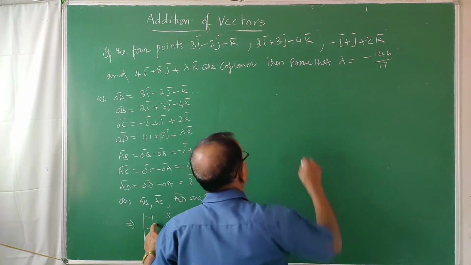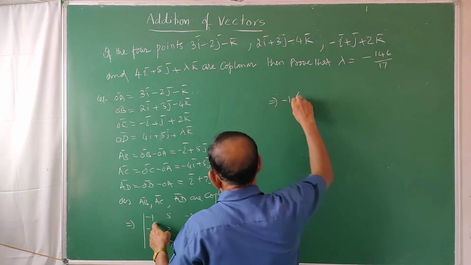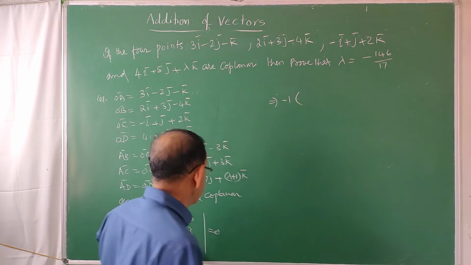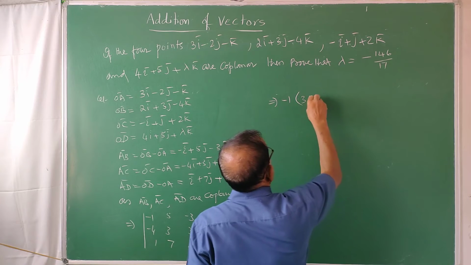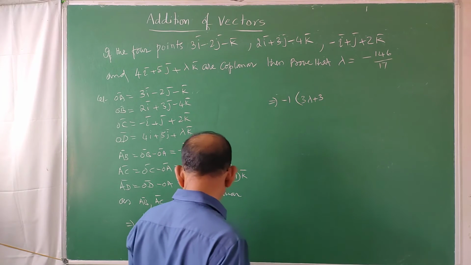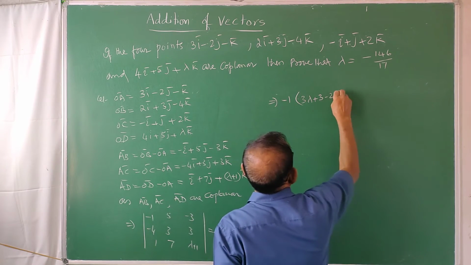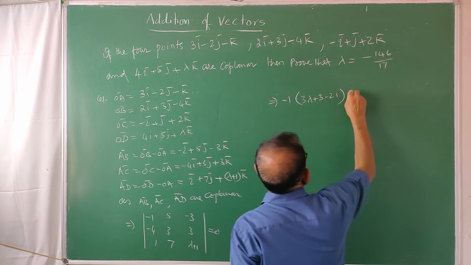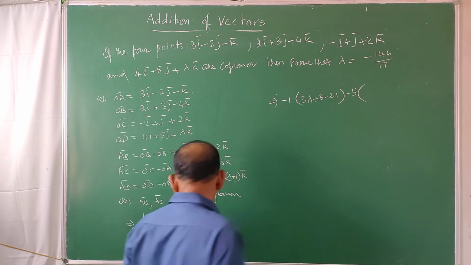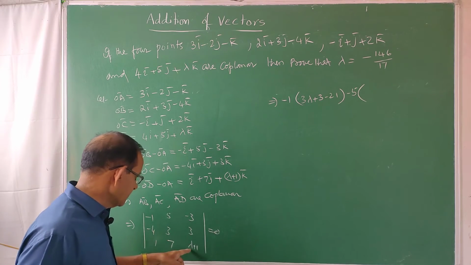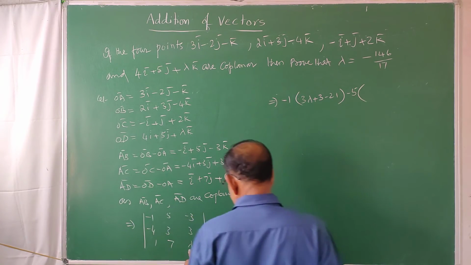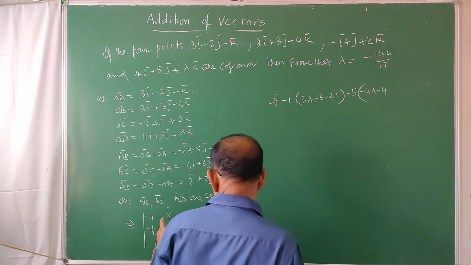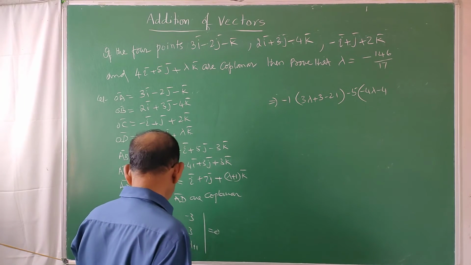So minus 1 into, delete this column and row, 3 into lambda plus 1, 3 lambda plus 3, minus 21. Here minus 5 into, delete this column and row, minus 4 into lambda plus 1, minus 4 lambda minus 4, minus 3 into 1, minus 3.